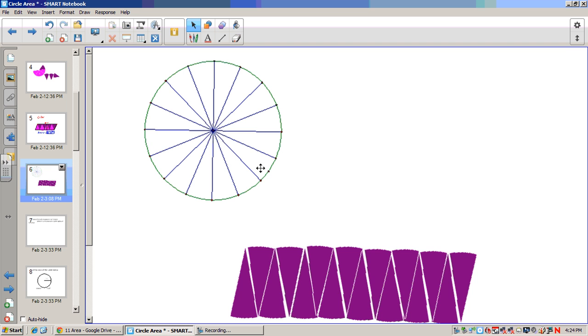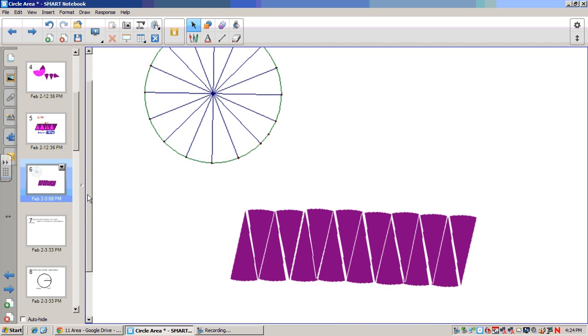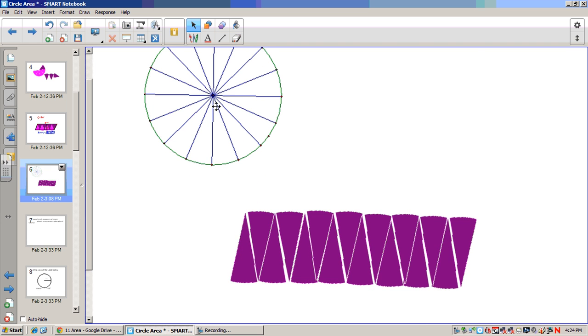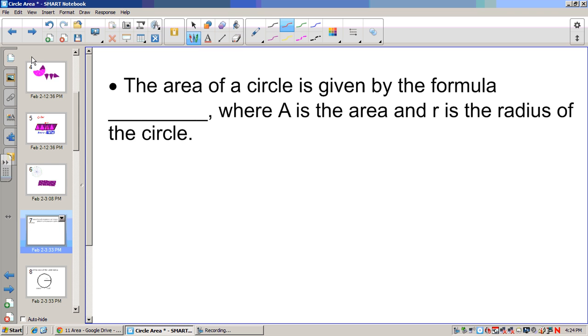Now, if we increased the number of pieces that we took out, here we took out 16 pieces, you can see that this looks even more like a parallelogram. So as the number of pieces increases, it gets closer and closer to a parallelogram, where the area is equal to pi r squared.